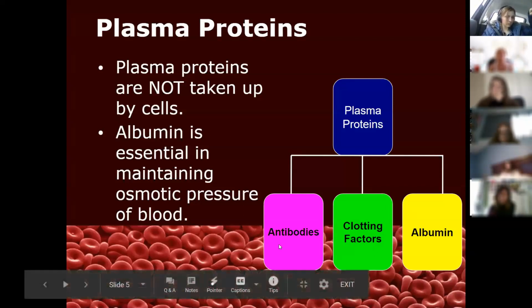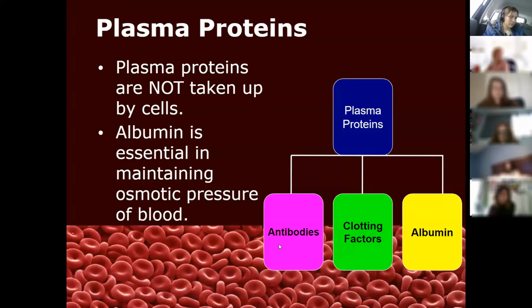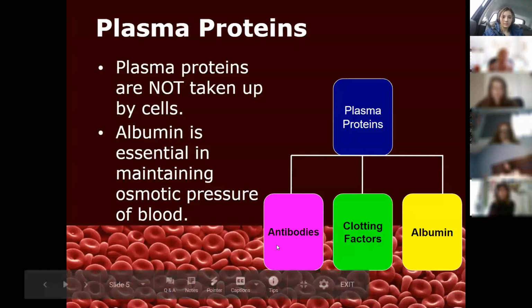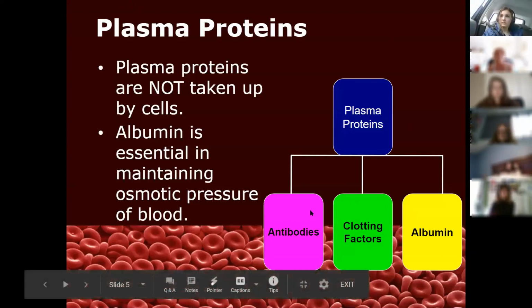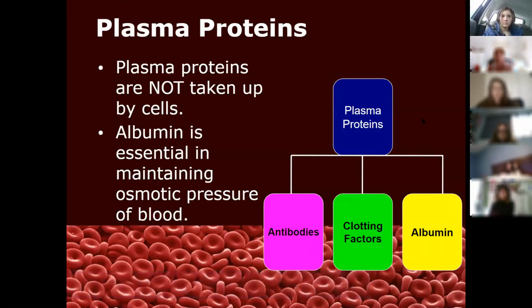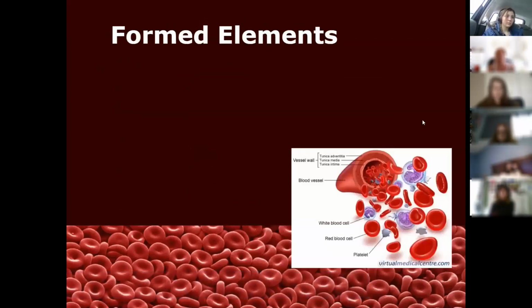Antibodies play a role in fighting against infections. So I got my bruise from my COVID vaccine. My body is now trying to recognize those proteins, and it's going to make antibodies against it. Clotting factors, hopefully you can recognize that has to do with, if you get a cut, you're going to start bleeding, and you need clotting factors to help close that cut. So those are three common plasma proteins. They're in the plasma itself. They're not in the cells themselves.